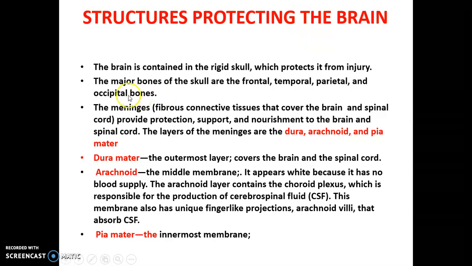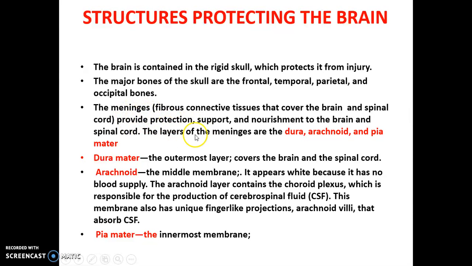Structures protecting the brain. The brain is contained in the rigid skull, which protects it from injury. The major bones of the skull are the frontal, temporal, parietal, and occipital bones. The meninges provide protection. Meninges are connective tissue that covers the brain and spinal cord. It provides protection, support and nourishment to the brain and spinal cord. So our brain and spinal cord are covered by meninges.